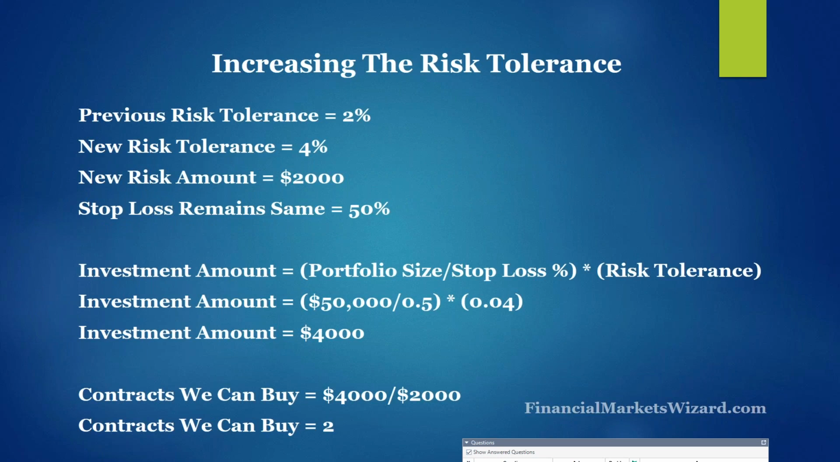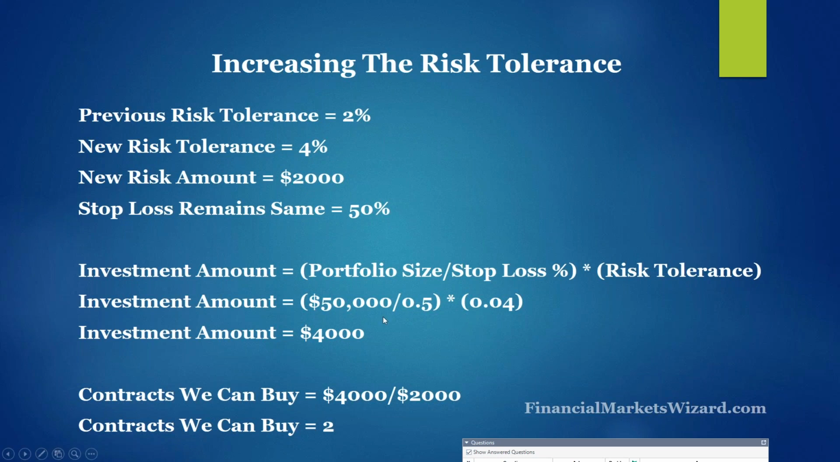Now, some traders say, no, my risk is not 2%, my risk is 4%. I am willing to lose 4% of my portfolio in every trade. I'm willing to lose that. So if the risk tolerance is not 2%, it is 4%, then based on the $50,000 portfolio size, you're willing to risk $2,000 per trade. Assume it's the same percentage, 50%. Stop loss remains the same, 50%. So now how many contracts can you buy in Amazon?